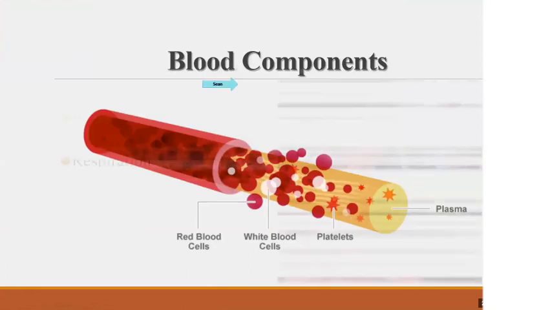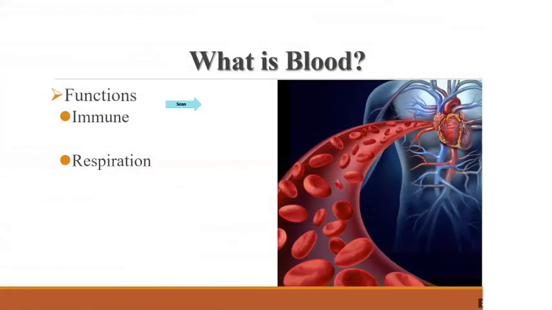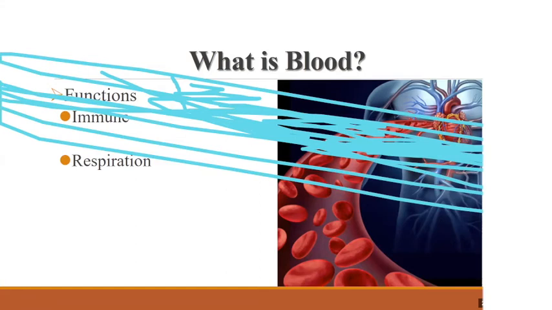Firstly, what is blood? Blood is a part of the immune system. It is part of the circulatory system. How? Well, firstly, it's part of the circulatory system because it circulates blood.